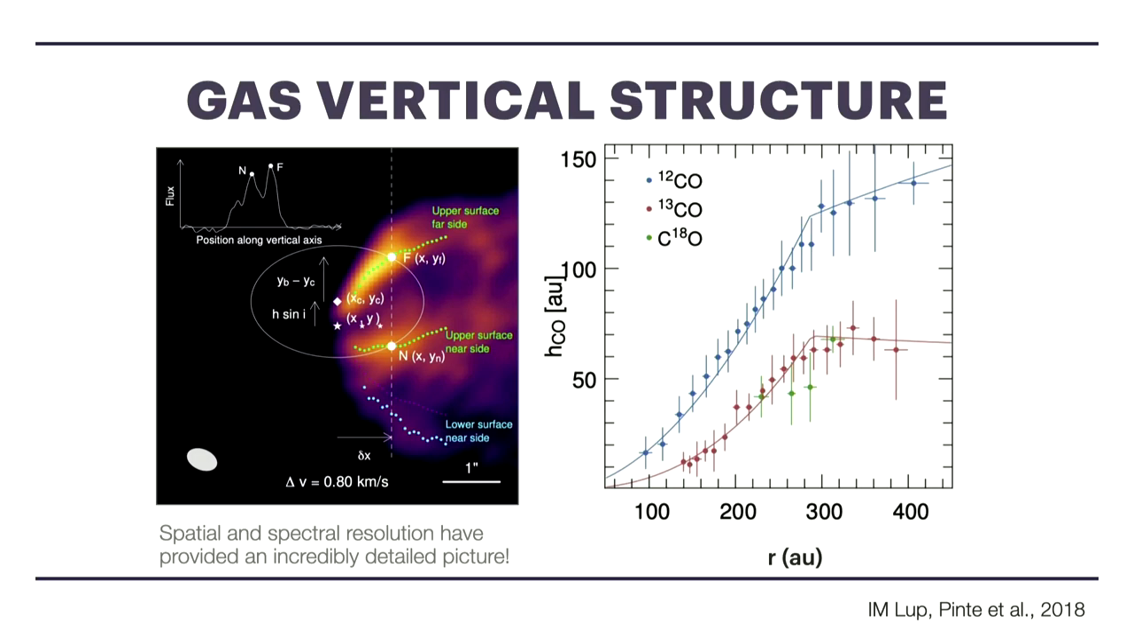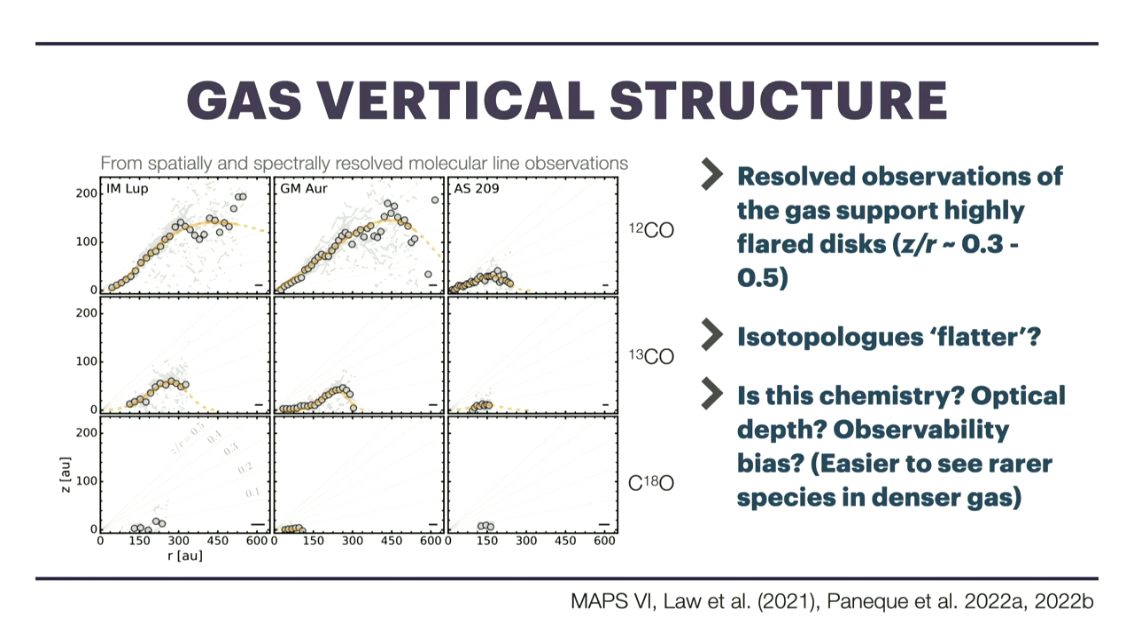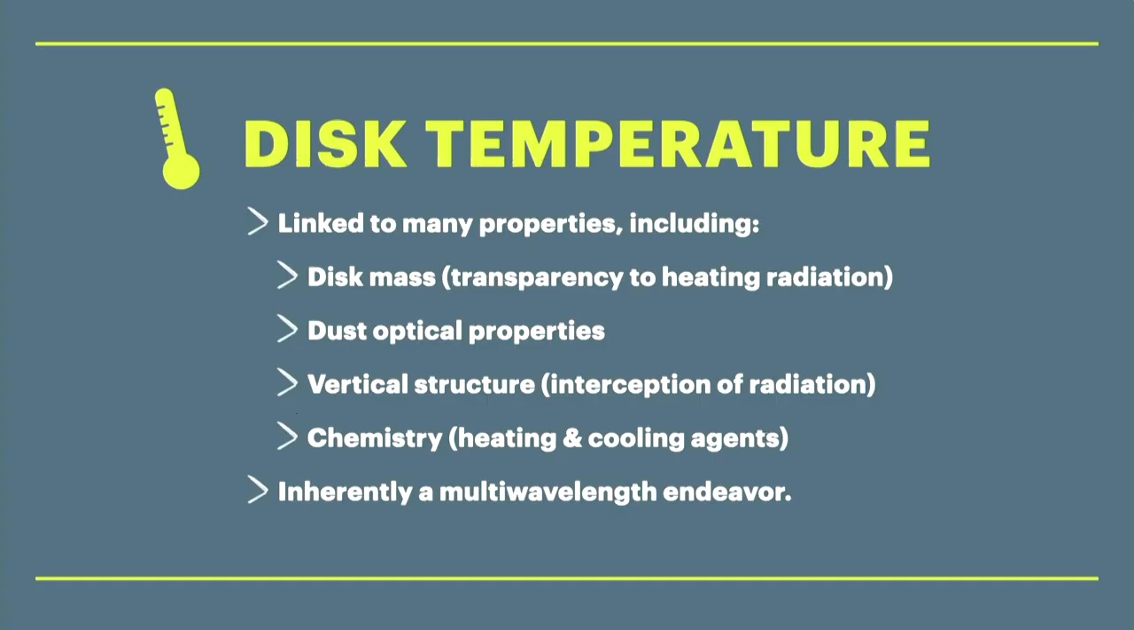And you can even do this for multiple isotopologues. This is beautiful work by Charles Law, showing that for multiple sources you get a scale height of something like Z over R of 0.3 to 0.5, so scale heights of a few. And depending on what tracer you use, you get different answers. This could be self-shielding, it could be real, it could be chemical, it could be optical depth, it could be observational bias, where you preferentially see the dense stuff. So again, you have to be careful in interpreting it. Also, LTE effects are important.